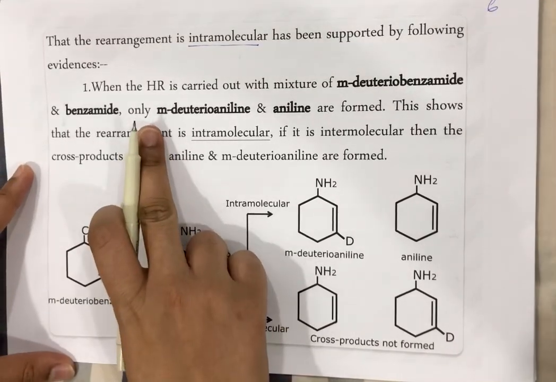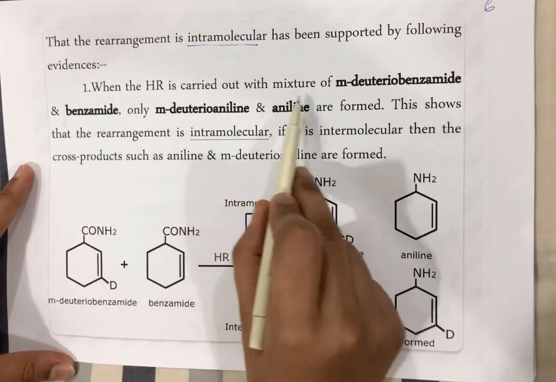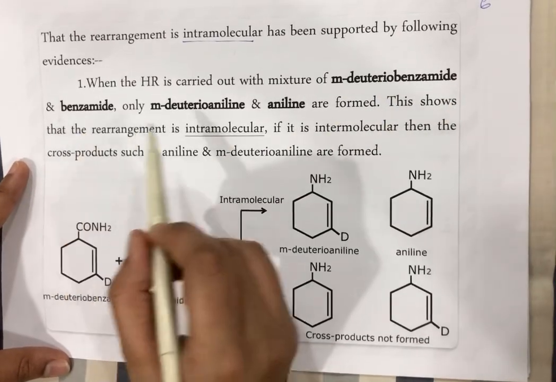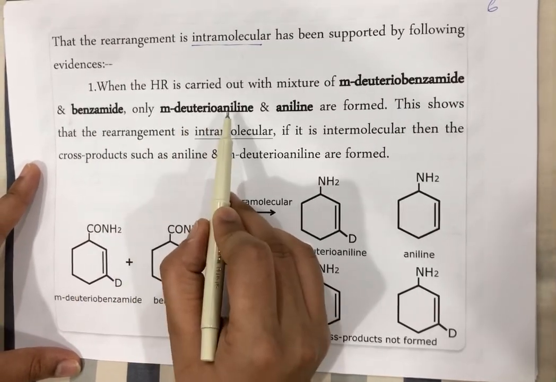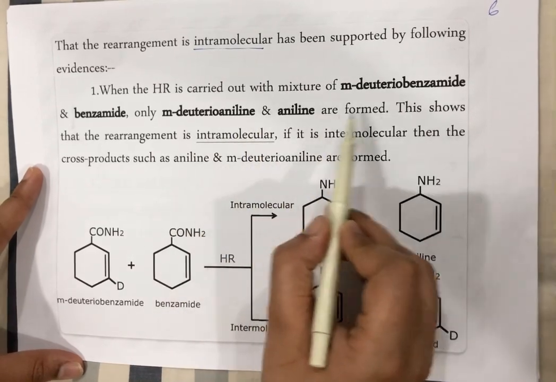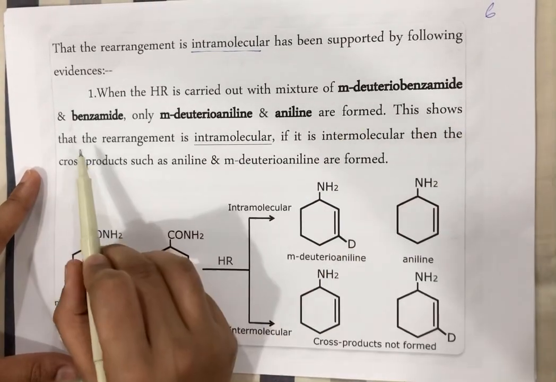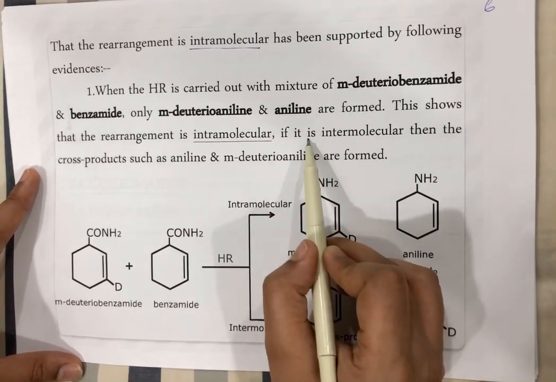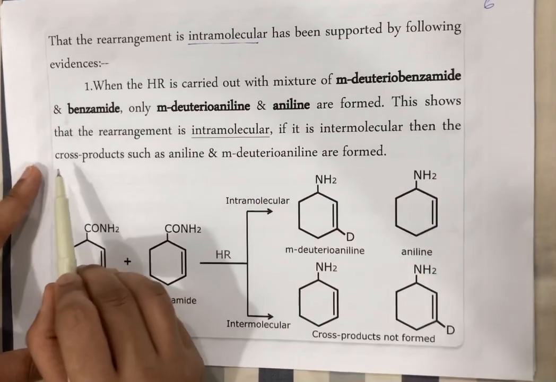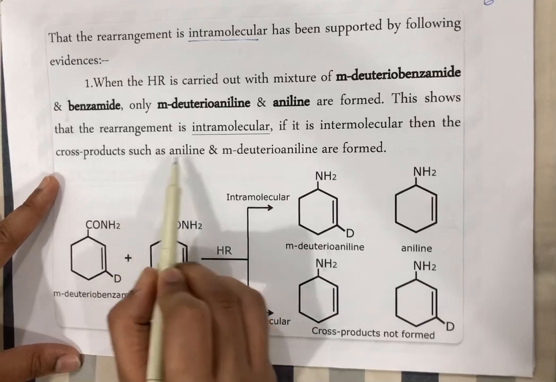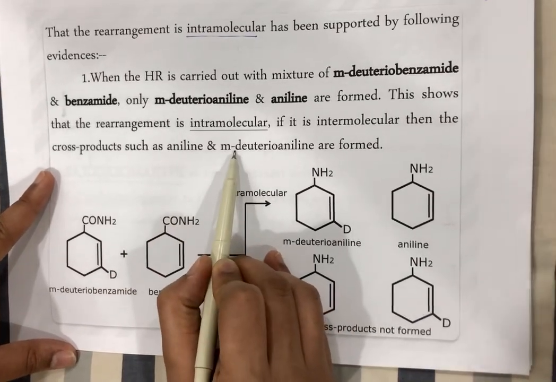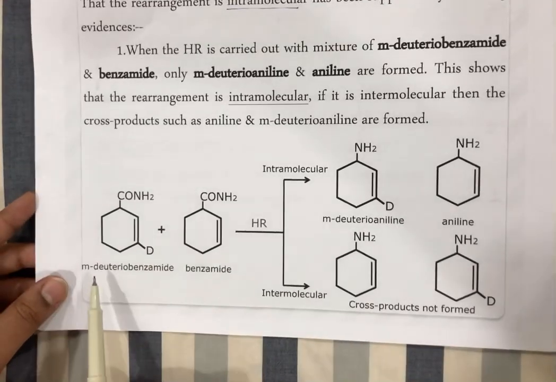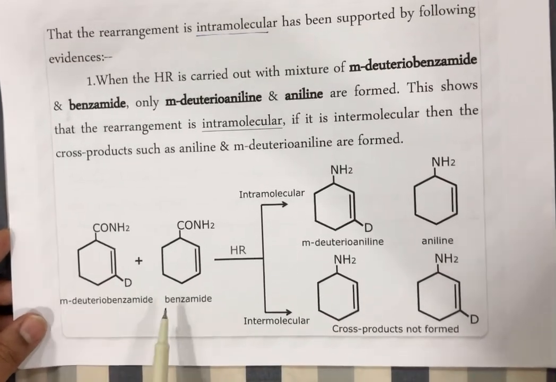First, when Hofmann rearrangement is carried out with a mixture of meta-deuteriobenzamide and benzamide, only meta-deuteroaniline and aniline are formed. This shows that the rearrangement is intramolecular. If it is intermolecular, then cross products such as aniline and meta-deuteroaniline would be formed. You can see here meta-deutero benzamide and benzamide.